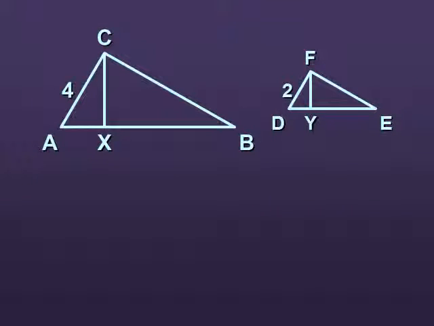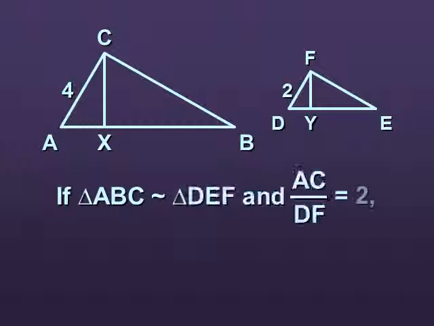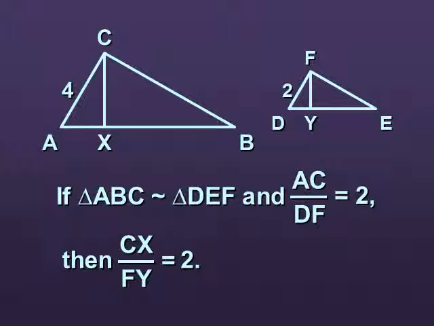So, if triangle ABC is similar to triangle DEF and AC is to DF equals 2, then CX is to FY equals 2. So, if CX is 3 units, then FY is 3 divided by 2. That would be how we could find all the sides of both of these triangles.